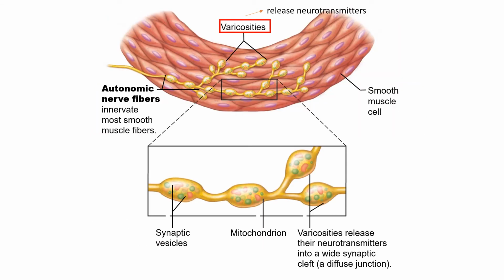It is also interesting to note that there are no neuromuscular junctions as there are in skeletal muscle. Autonomic nerve fibers innervate smooth muscle at what are referred to as diffuse junctions. Instead of neuromuscular junctions, we have structures called varicosities or bulbous swellings of the nerve fibers, which store and release the neurotransmitter into those diffuse junctions.